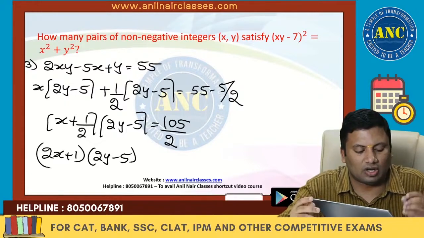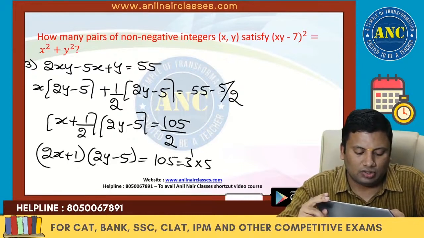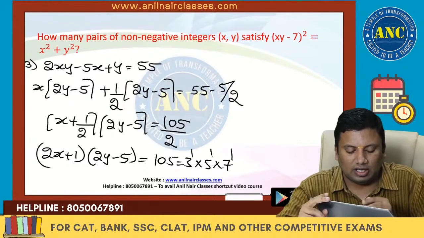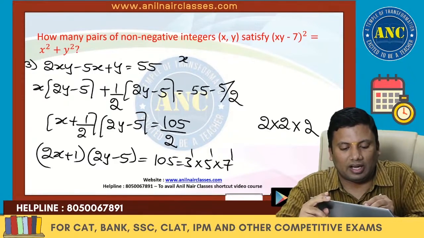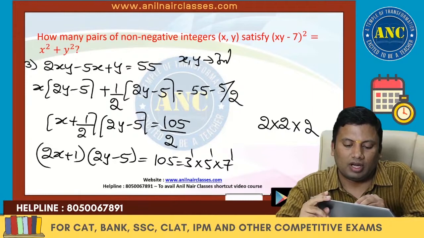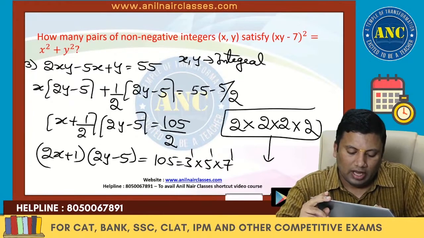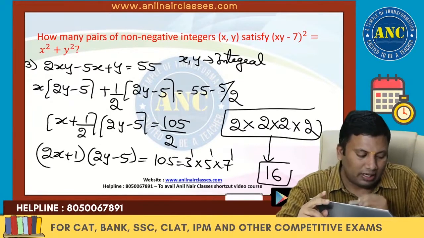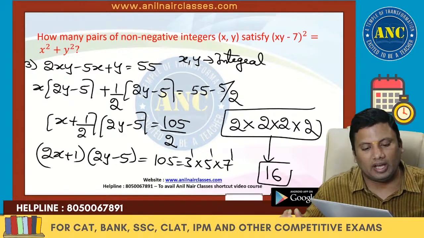2x plus 1 is odd, 2y minus 5 is odd. So all the factors of 3 into 5 into 7, which are nothing but 2 into 2 into 2. If x and y are integers, we want the integral solutions. If I want the integral solutions, into 2 I will do. The answer for this question is nothing but 16. The answer for this question is nothing but 60. I hope the idea is clear.